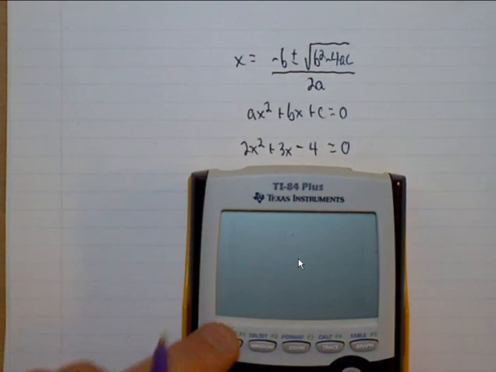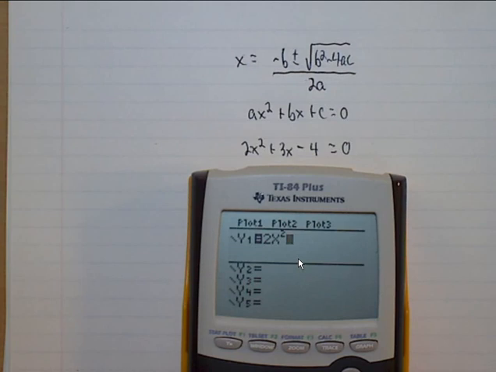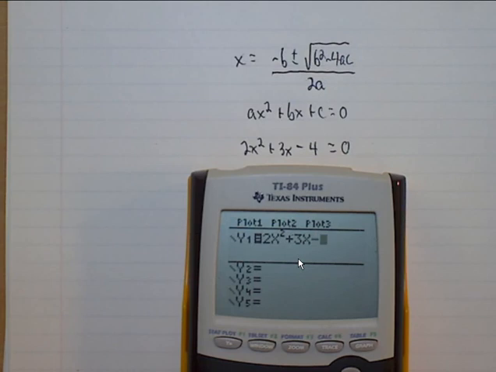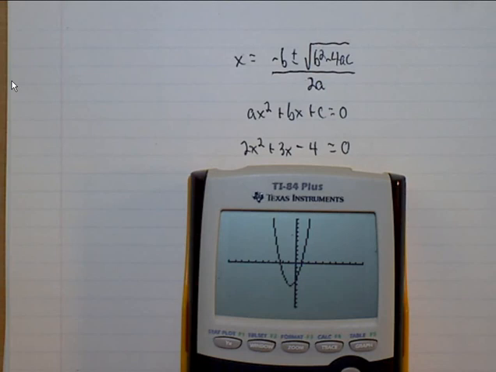So I'm just going to go to y equals. I'm going to put 2x squared plus 3x minus 4. Then I'm going to graph it. Okay, so there it is. In how many places does it cross the x-axis? Yeah, it crosses twice, so there are 2 answers to this one.